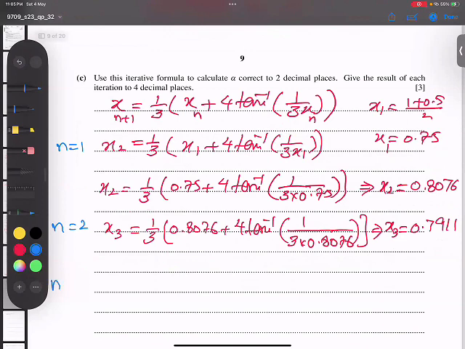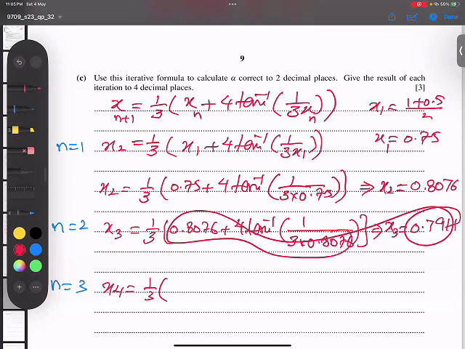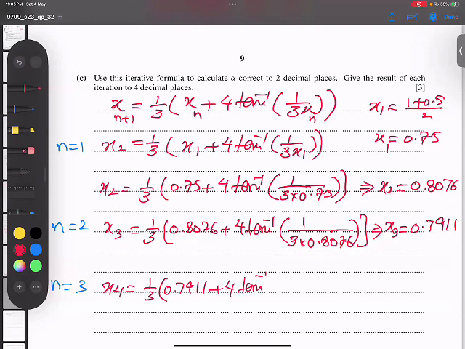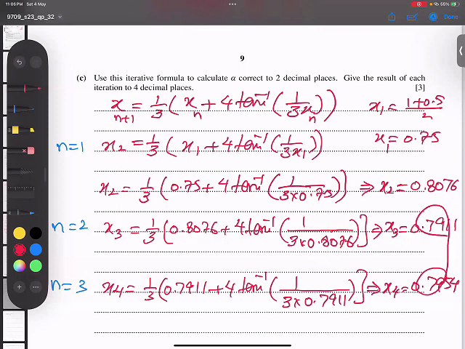Now I plug in n equal to 3. 3 here, 3 plus 1, I get 4. 1 over 3. This value is coming here and here. So 0.7911. And I believe, students, it is clear now. What is the situation? Nothing hard. Just type in the calculator carefully. I get x4. So my answer is coming 0.7954. You see, this answer starts matching now.